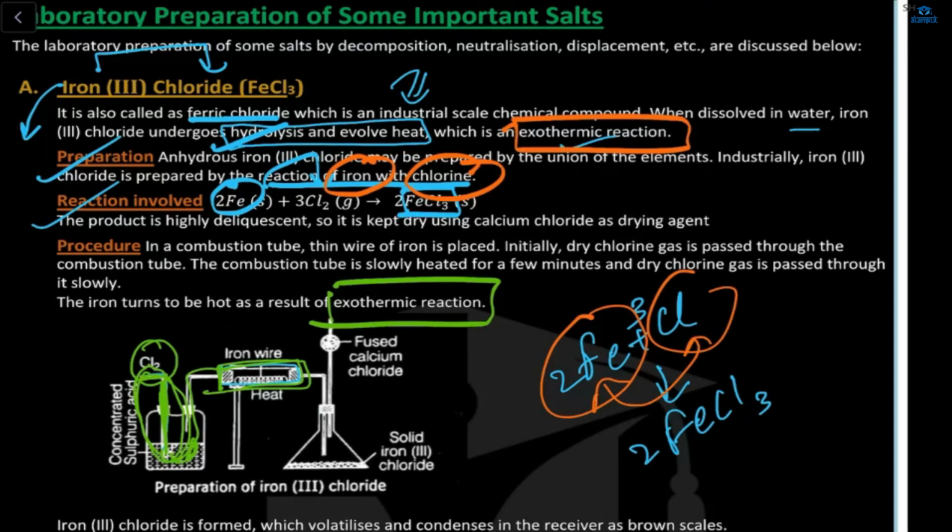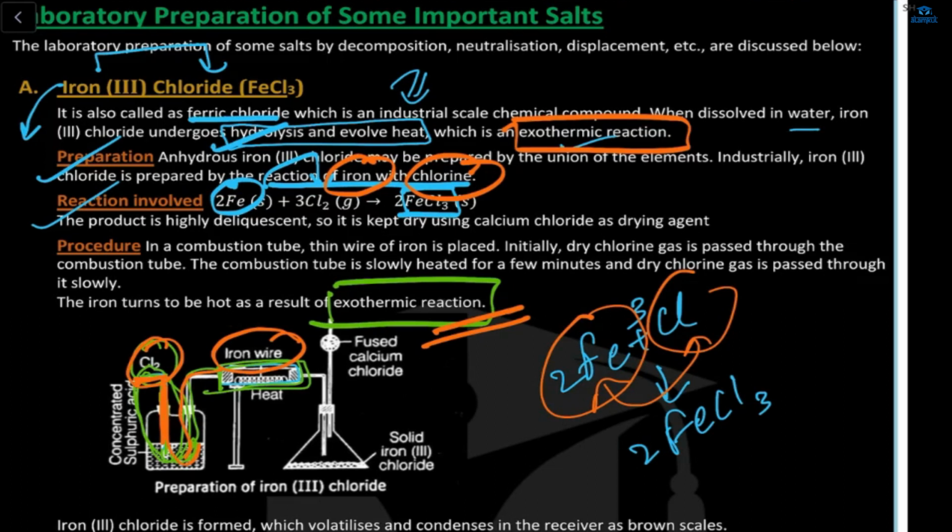And now what is the procedure of this? Here this is chlorine. When this dry chlorine is passed through this tube, and this is the iron wire, the iron wire turns very hot, and this results in an exothermic reaction. That's why this whole process of iron chloride preparation, reaction, and procedure, all are exothermic reactions.